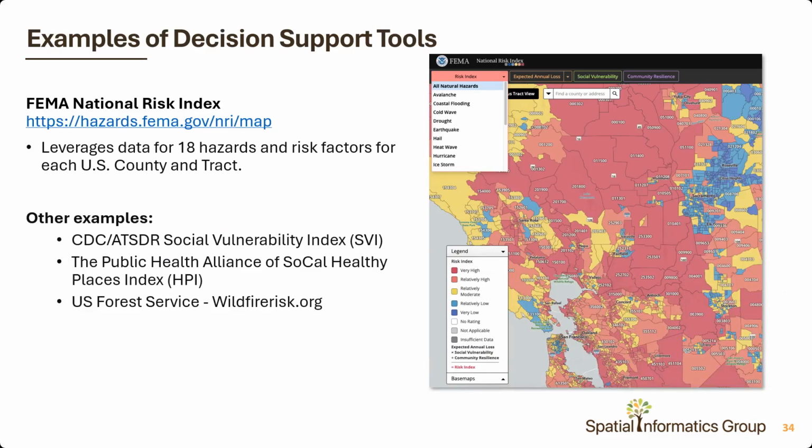So this is an example of the FEMA National Risk Index. It's basically porting in a bunch of information on 18 different hazard risk factors at the U.S. county and tract scale. And then Rico kind of clicked through some of the other tools that we've explored. This is just a short example list of those decision support tools that are currently available. Next slide, please.